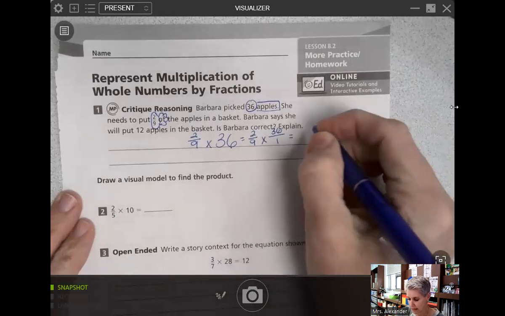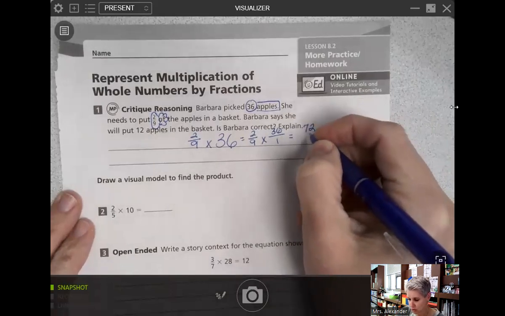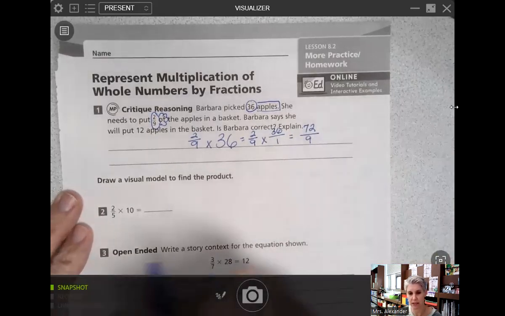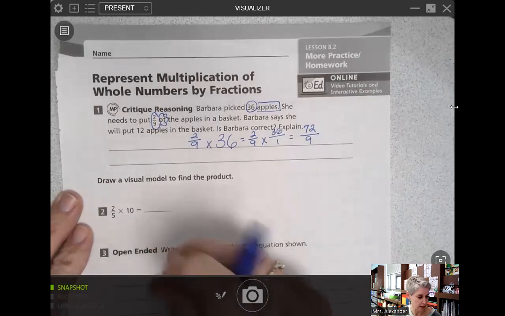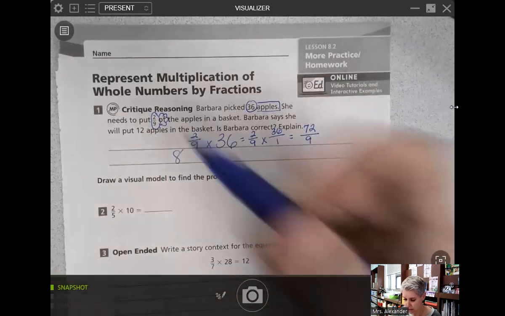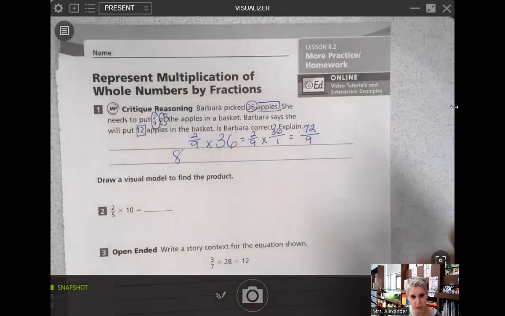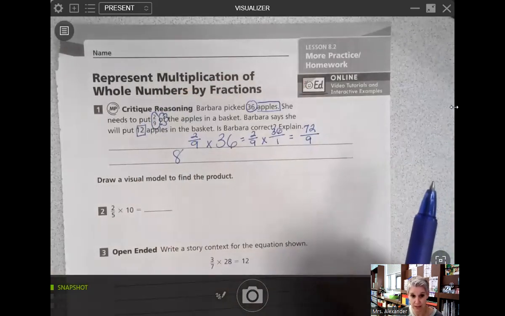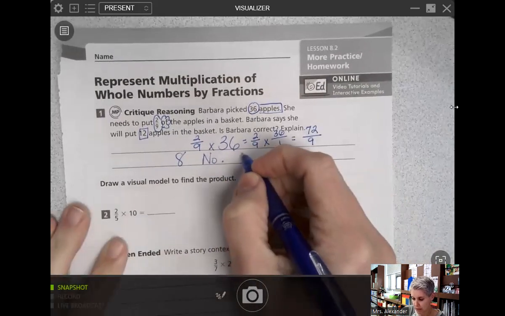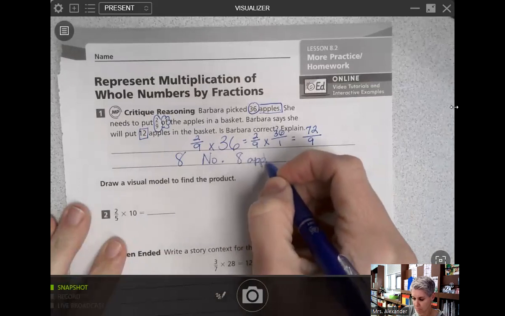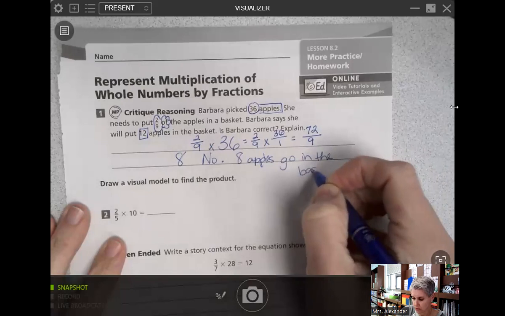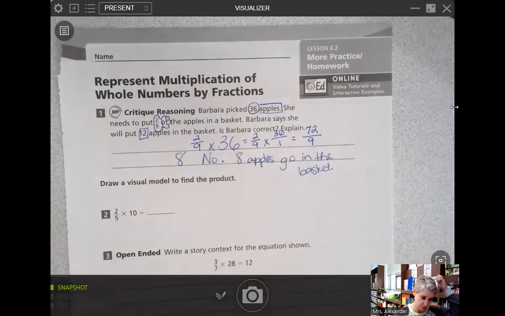And I can multiply across. 2 times 36 would be 72. 9 times 1 is 9. How many times does 9 go into 72? 9 goes into 72 8 times. So is Barbara putting 12 apples in the basket? Is she correct? No. She is putting 8 apples in the basket. 8 apples go in the basket. So she was not correct.